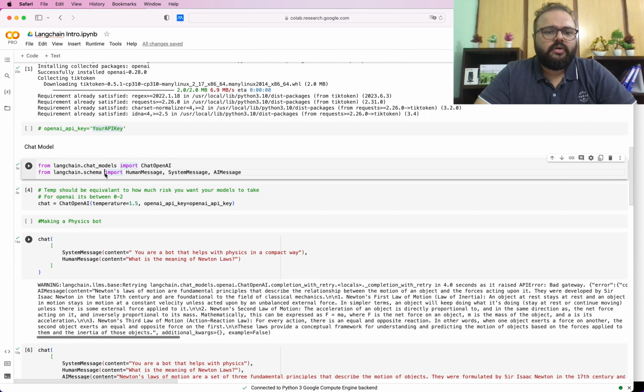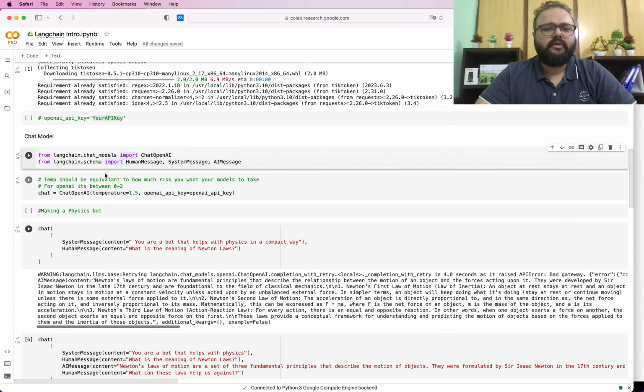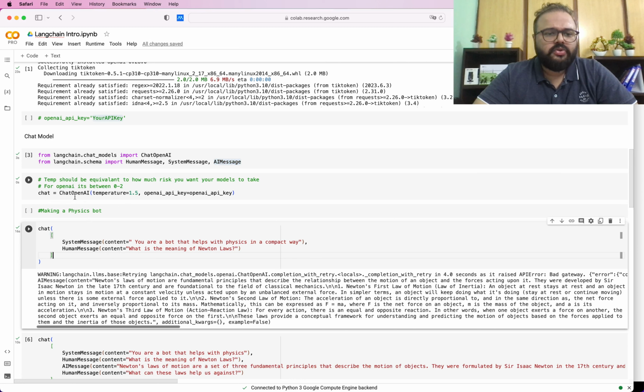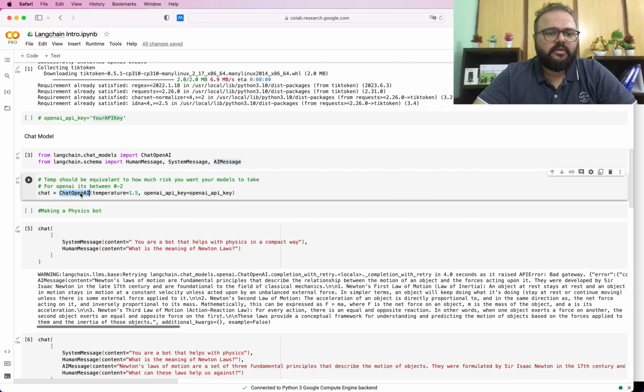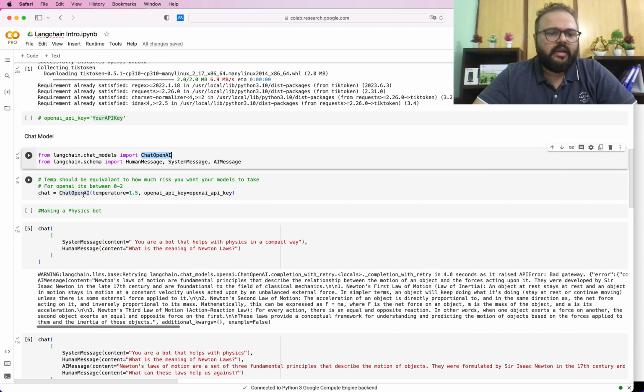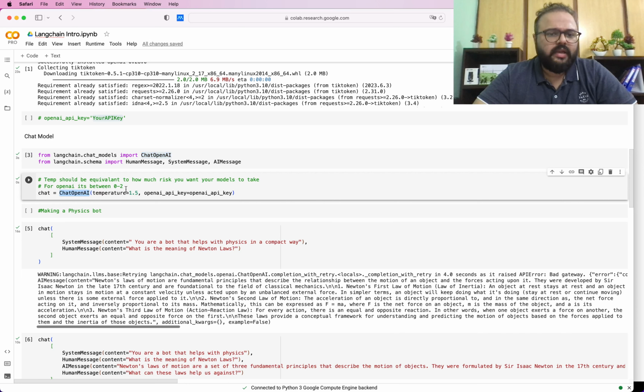Okay, so after that, you need to have these libraries as well. So for them, import ChatOpenAI and HumanMessage, SystemMessage, and AIMessage. I'll get into what these are in a bit when we get there. So before that, the first thing that you need to do is bring in ChatOpenAI, which you have imported, make an object out of it and give your OpenAI API key into it.